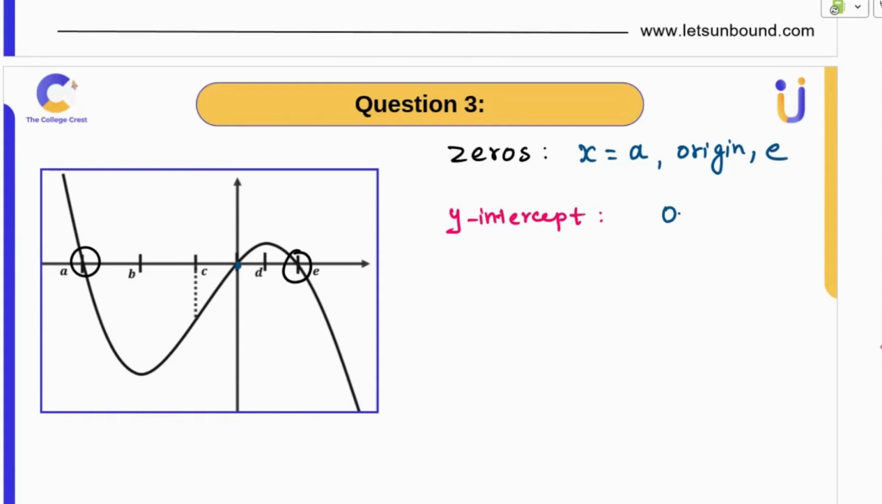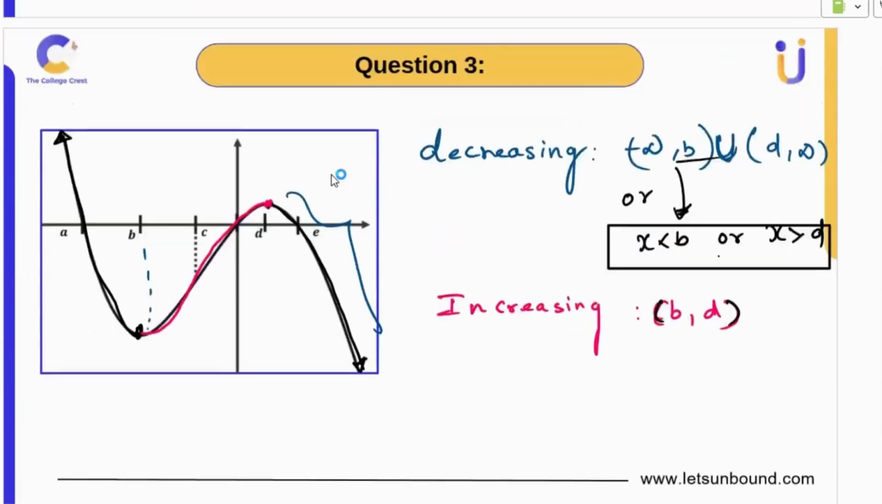Point of inflection. I hope you remember, it's the point where concave up changes to concave down. We already analyzed what is concave up and down. So the shift happens here. That is your point of inflection, at x equal to c. Yes, so this completes question number 3.